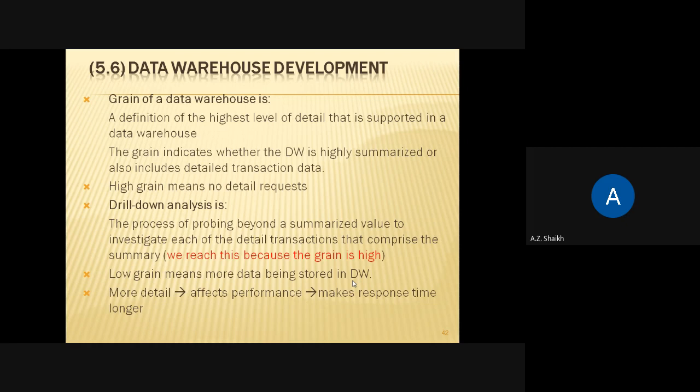So what will we call high grain? High grain means you are more summarizing the data. That means less data in the data warehouse. And low grain means more data being stored in the data warehouse. All of you are clear? Is the grain of the data warehouse clear?